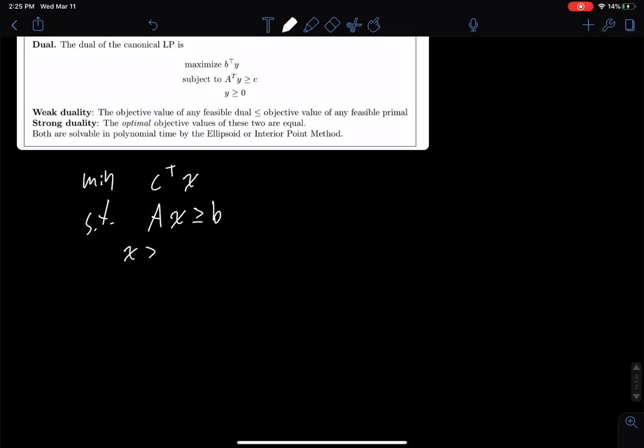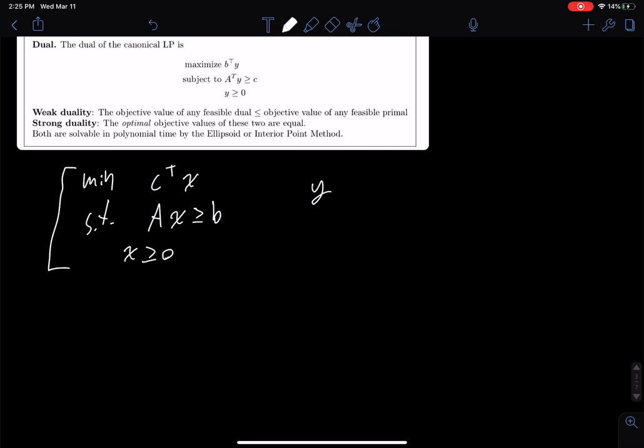And x is greater than or equal to 0. This is our original problem. Well, what can we do here? Let's introduce another variable, y.